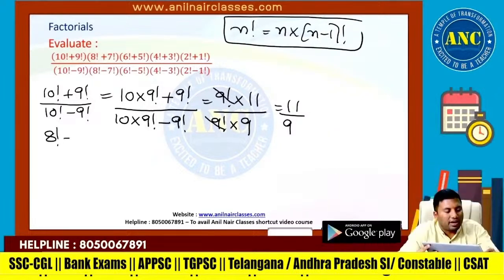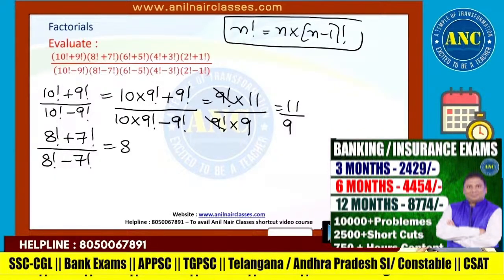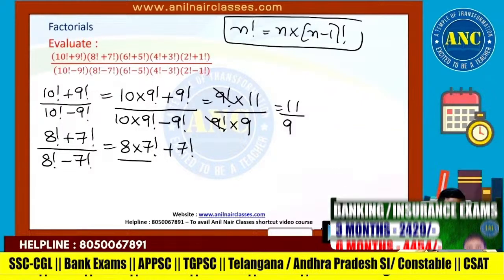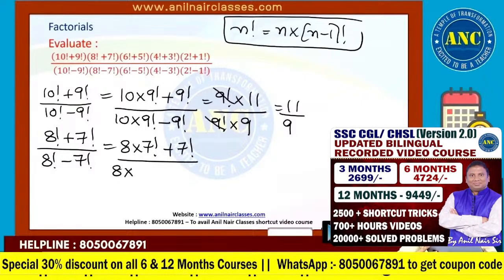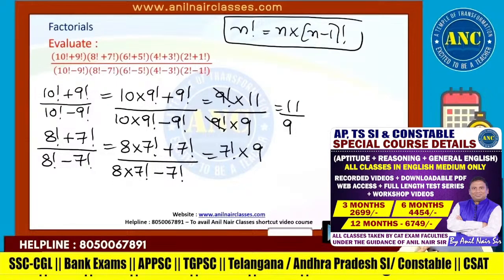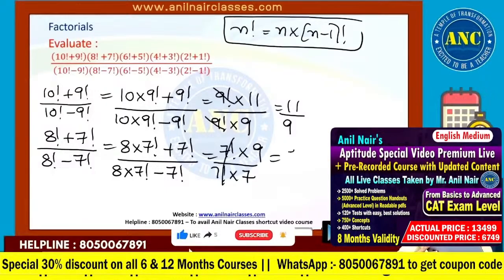Similarly, 8 factorial plus 7 factorial by 8 factorial minus 7 factorial. n factorial is n into n minus 1 factorial, so 8 factorial is 8 into 7 factorial. That gives 8 into 7 factorial plus 7 factorial by 8 into 7 factorial minus 7 factorial, which is 7 factorial into 9 by 7 factorial into 7, which is 9 by 7.